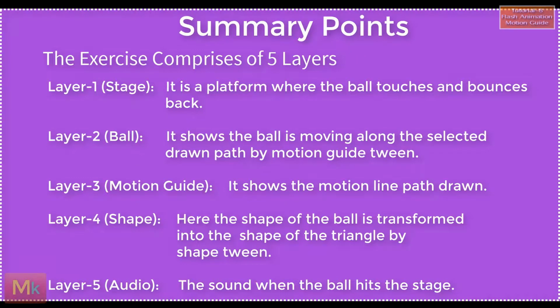Now let me remind you of the summary points of what we learned from the Motion Guide Tween exercise. The exercise comprises 5 layers. Layer 1 stage, it is a platform where the ball touches and bounces back. Layer 2 ball, it shows the ball moving along the selected path by Motion Guide Tween. Layer 3 motion guide, it shows the motion path drawn. Layer 4 shape, here the shape of the ball is transformed to the shape of the triangle by Shape Tween. Layer 5 audio, the sound when the ball hits the stage.